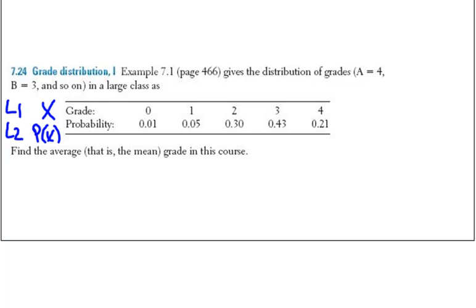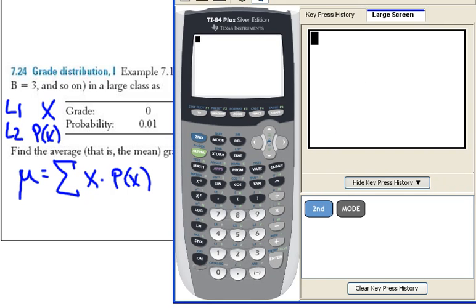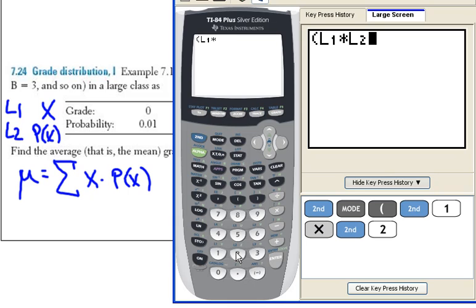And what I'm finding is mu. The mu is just the sum of each x times its probability. So that's what I'm doing on the calculator. This calculator is open. I already have L1 and L2 in, and you should too. And now watch what I do. I'm going to open parenthesis, say L1 times L2, and store that result in L3.